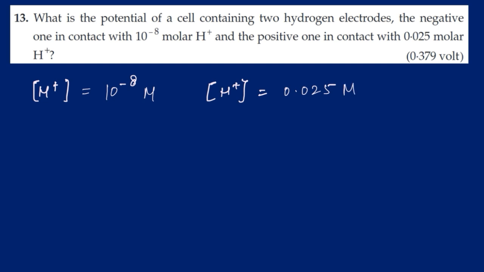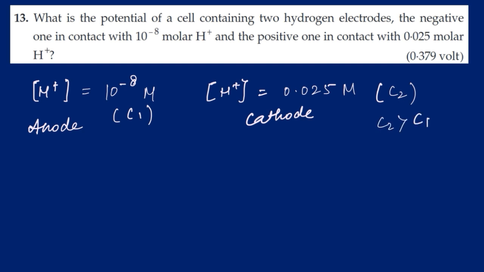Negative electrode means anode and positive electrode means cathode. If this concentration is C2 and this concentration is C1, so C2 is greater than C1. So the one with greater concentration of H plus ion acts as the cathode and another one with lower concentration of H plus ion acts as the anode.